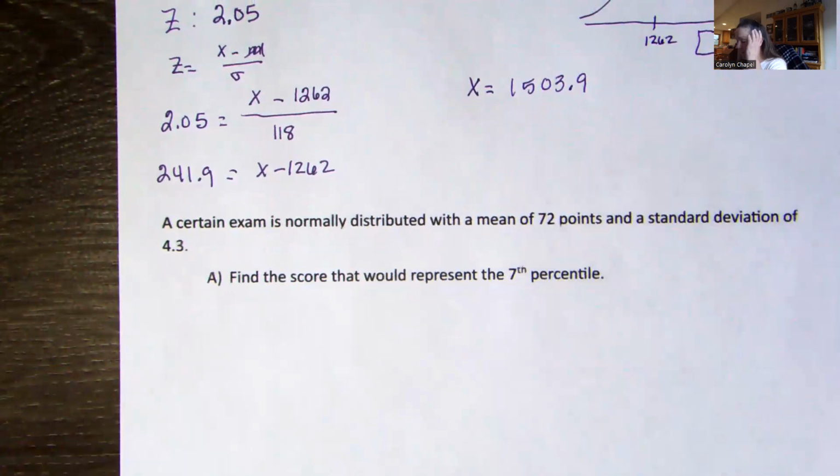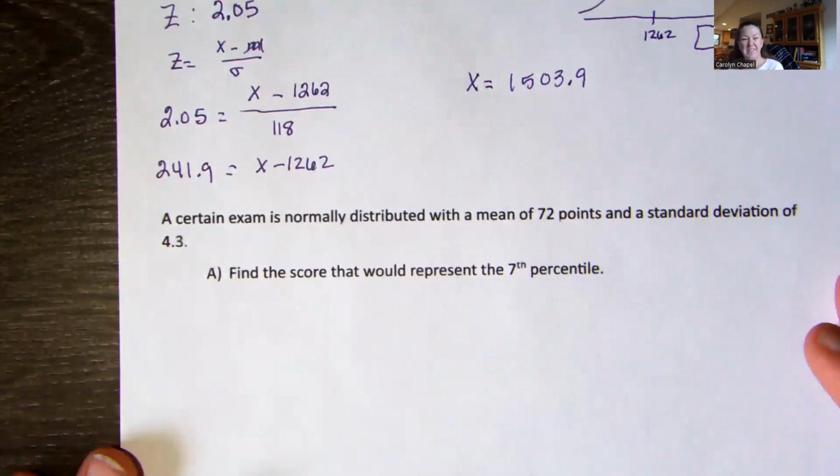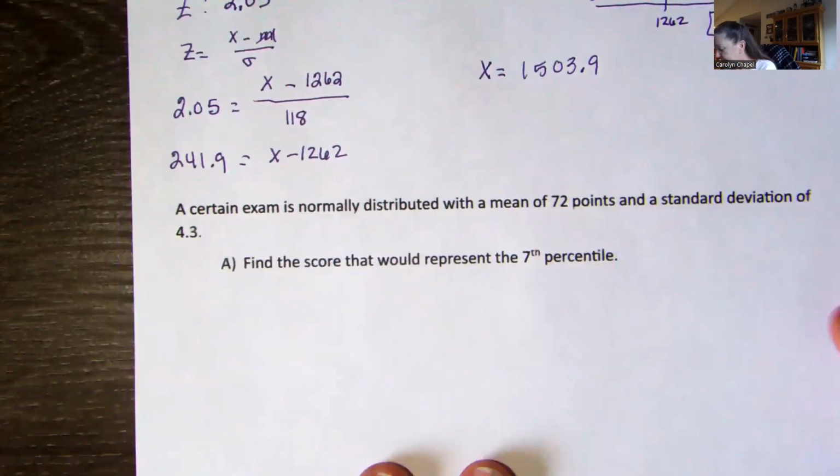All right, let's do another example. And this is something probably a little bit more realistic in nature. We have a certain exam that's normally distributed with a mean of 72 points and a standard deviation of 4.3. And we want to find the score that would represent the 7th percentile, because maybe there's funding for something if we have enough people in that bottom region. Or, you know, a lot of times if we have too many in the low rankings, like for ACTs and things like that, they use a lot of statistics to work with those sorts of testing.